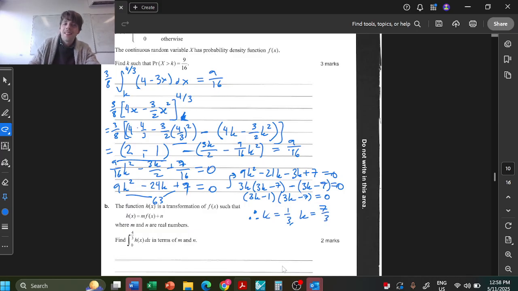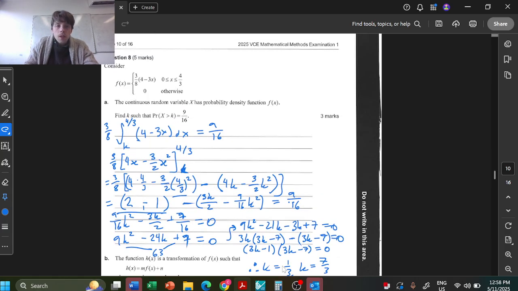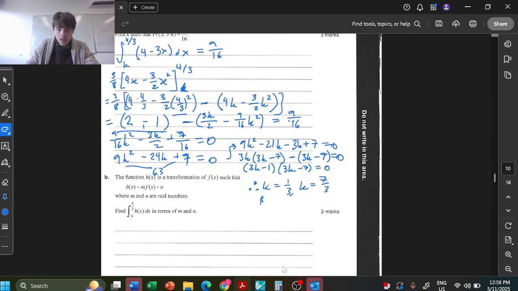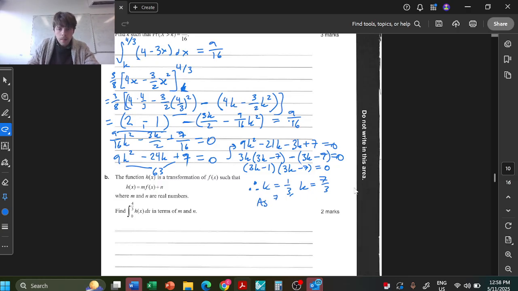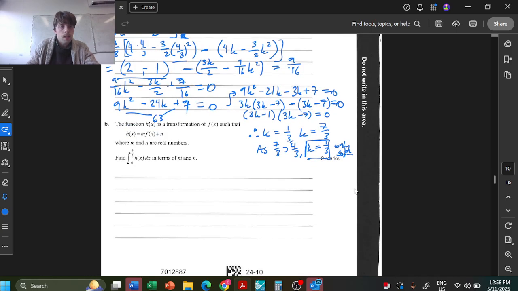Now, we then need to read the question a bit more carefully. It says here we're finding 1k such that this is true. The issue is, if we look at this function, we can see that 7 over 3 is actually larger than 4 over 3. So that exceeds the boundary of this function. So we have to reject 7 over 3. As 7 over 3 is larger than 4 over 3, k equals 1/3 is the only solution. Okay, so only one answer to this particular one here.